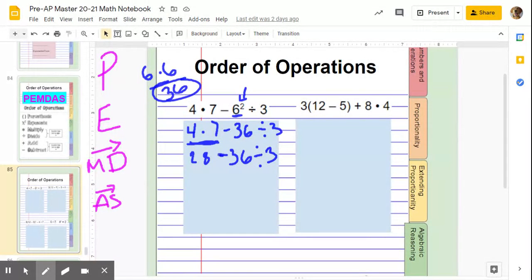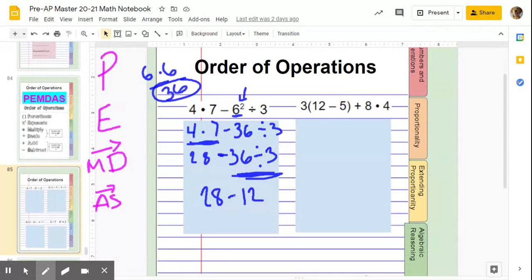Okay? So we're going to keep reading and keep looking for multiplication and division. So 28 minus 36, oh, I see division right here, 36 divided by 3. So the next thing we're going to do is that 36 divided by 3. And 36 divided by 3 is 12. So now we're going to put a 12 down here instead of that. We're going to keep everything else the same. So we're going to say 28 minus 12.